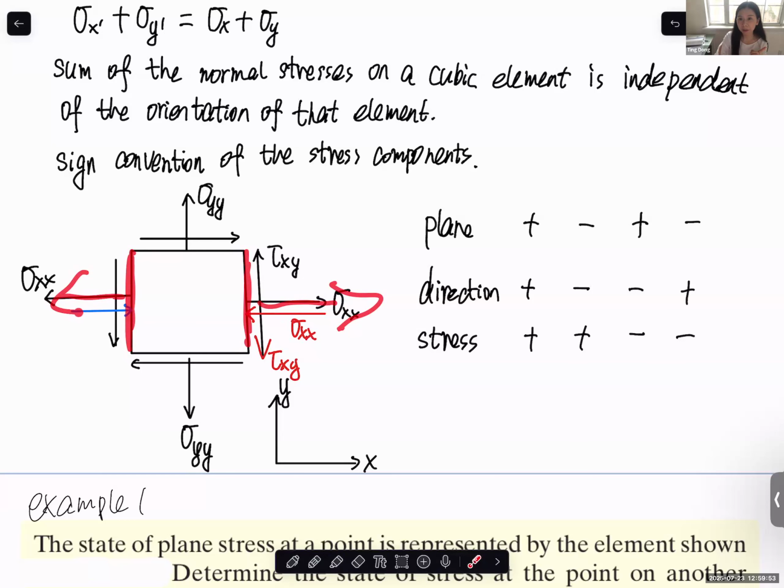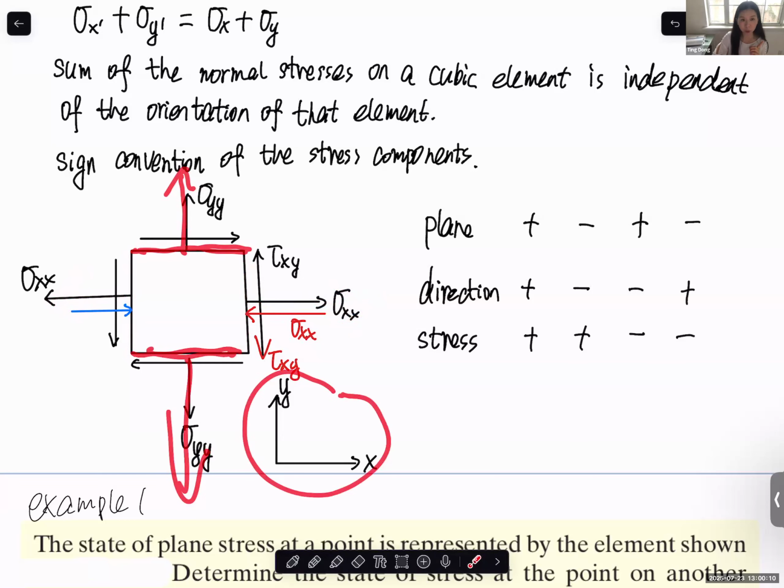Make sense or not? And again, this surface is facing the positive y direction, so it's the positive y plane. And this surface is facing the negative y direction based on the coordinate system. So this is the negative y plane.